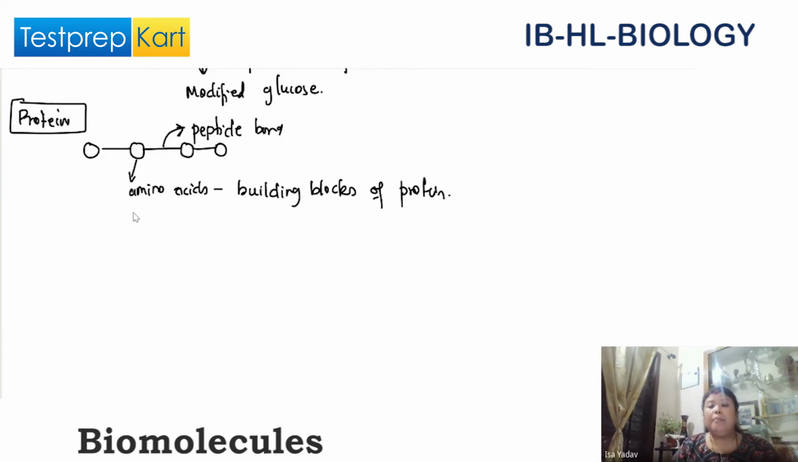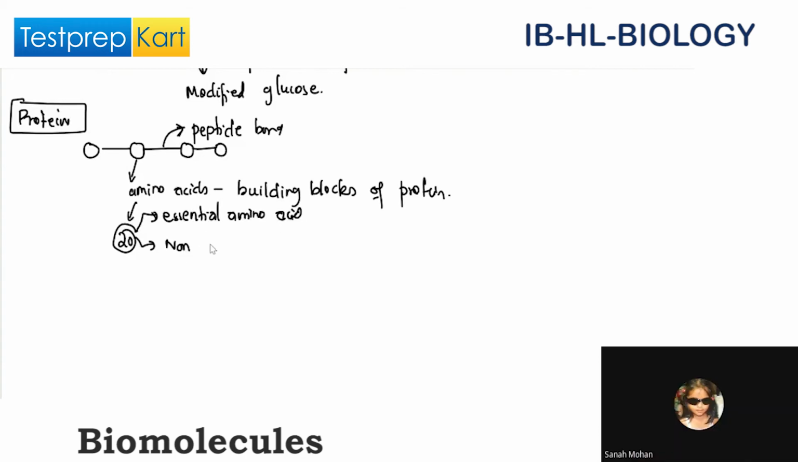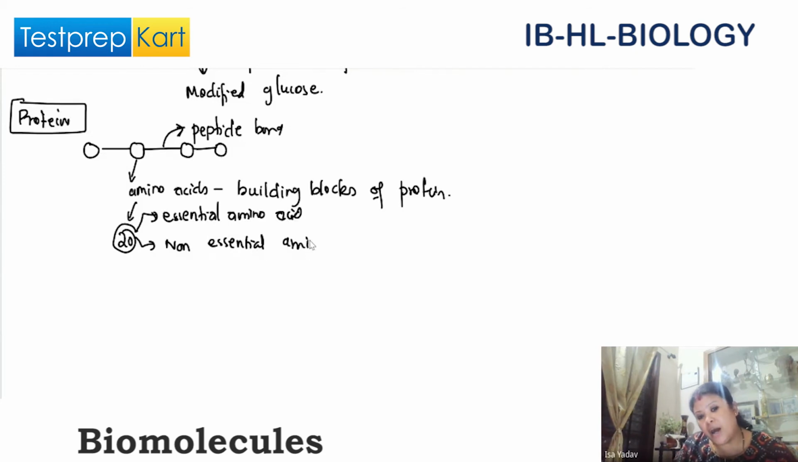Peptide bond. We have 20 different amino acids. Out of that, approximately 10 we call essential amino acids, and the remaining are non-essential amino acids. Essential amino acids are those which our body cannot synthesize, so we need to get them from the food that we eat. Our body cannot make them, so get it from outside.